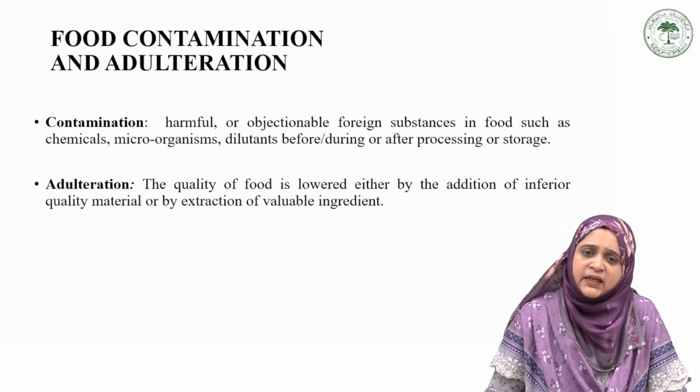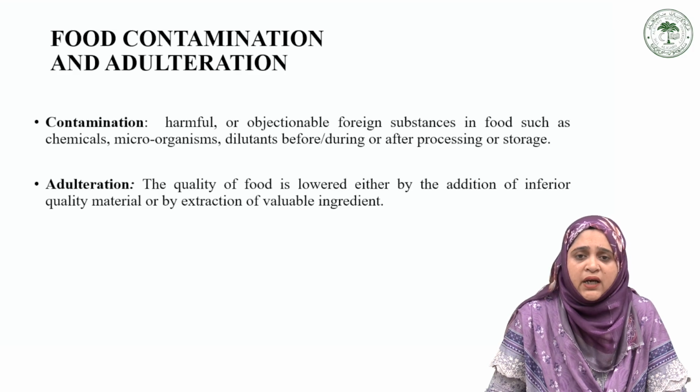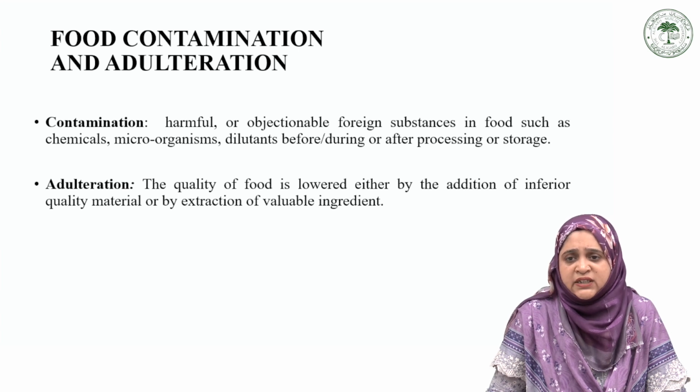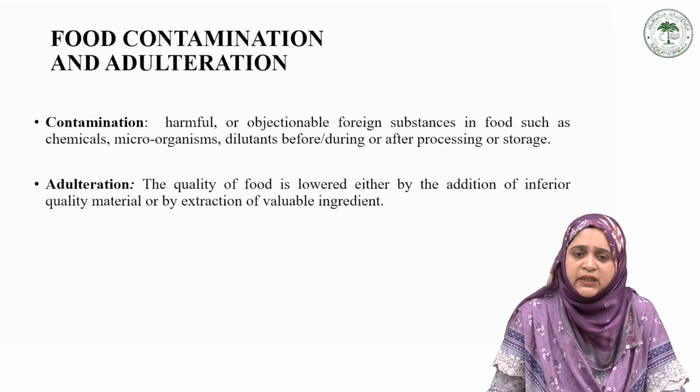Now, in the context of food safety, it is important to understand the terms contamination and adulteration. Food contamination is the presence of harmful or objectionable foreign substances in food, such as chemicals, microorganisms, and diluents, before, during, or after processing or storage of the food. While adulteration is the process in which the quality of the food is lowered, either by the addition of inferior quality material or by extraction of the valuable ingredients.